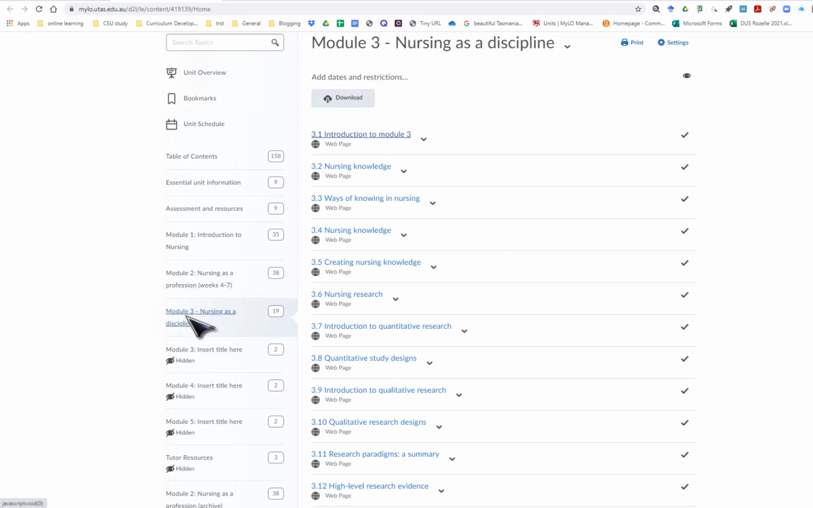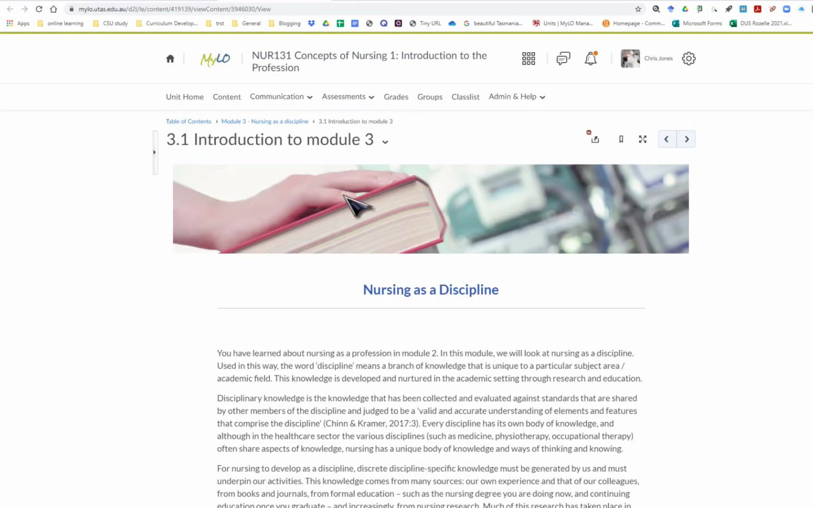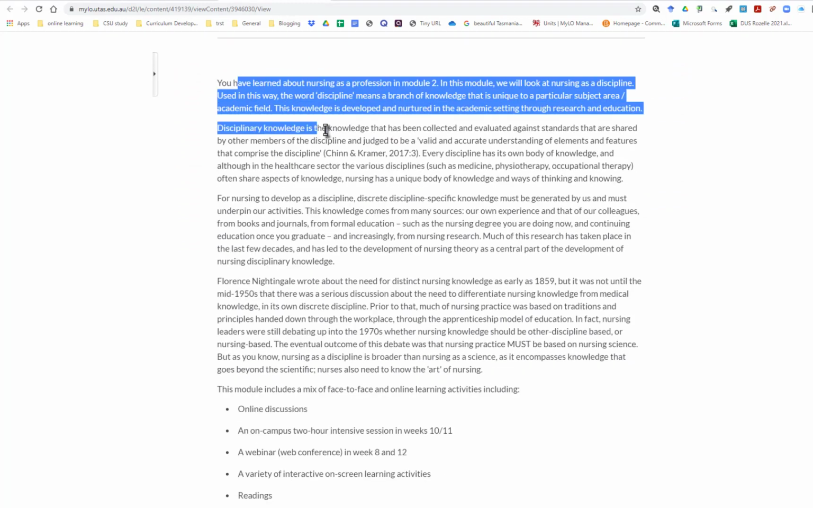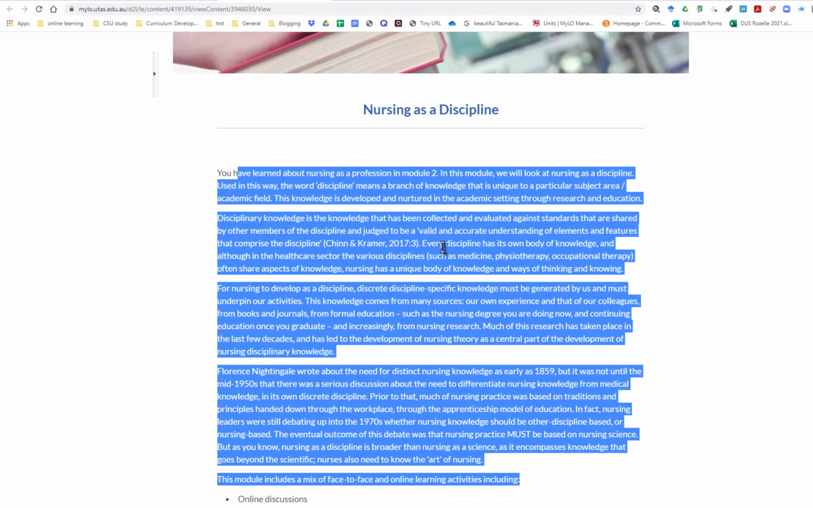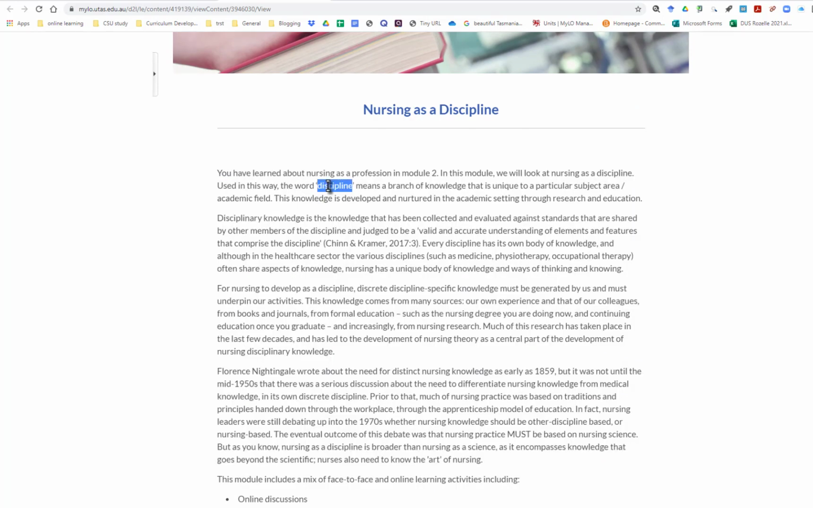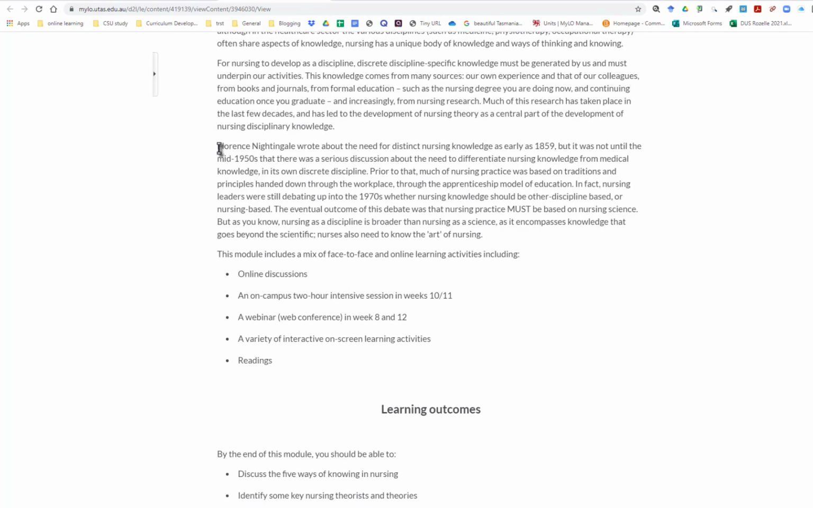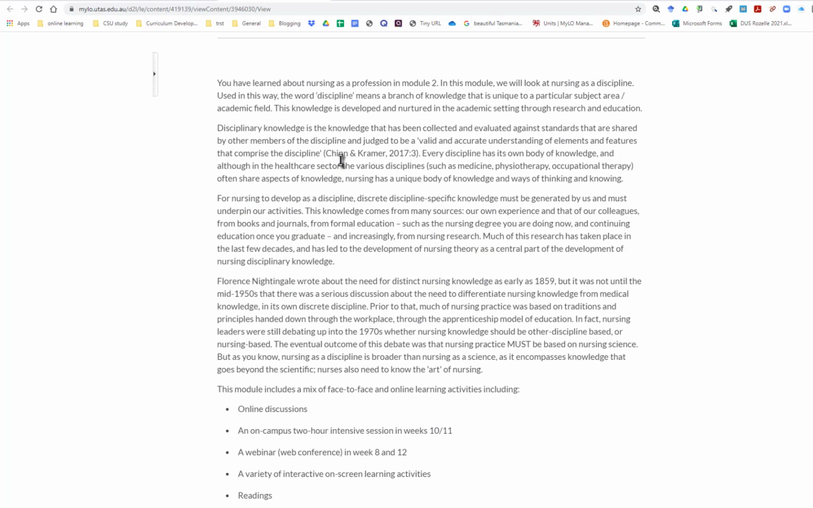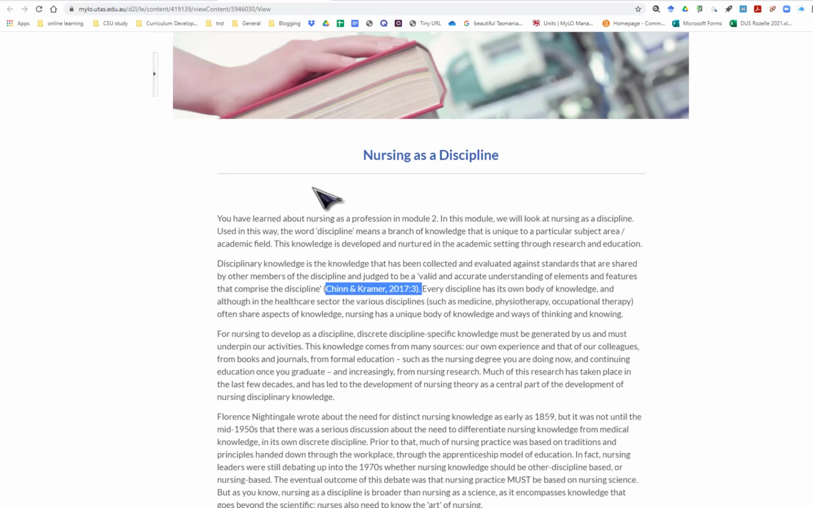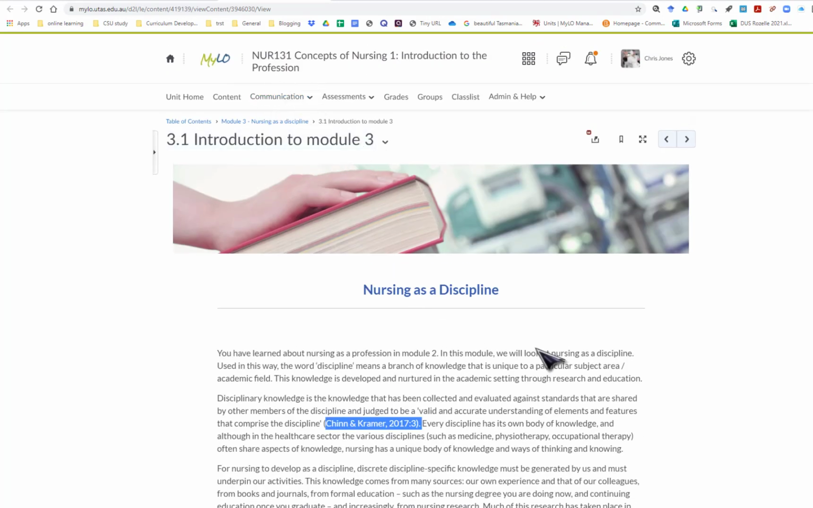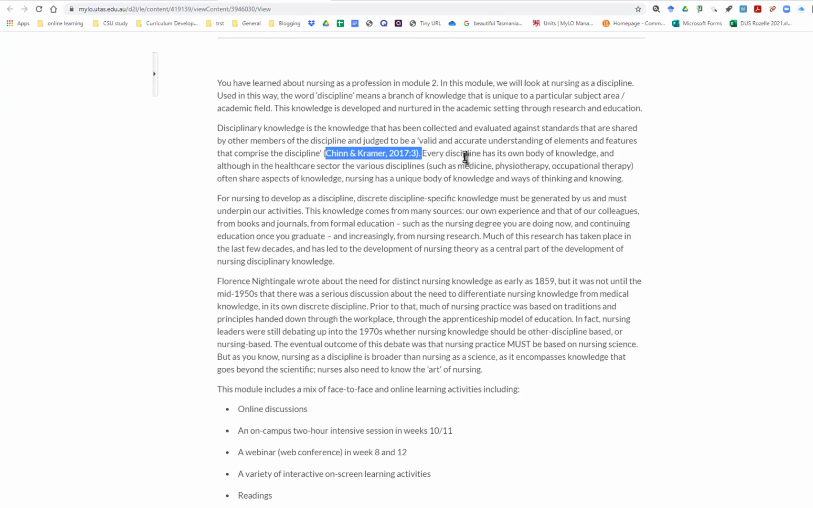For example, if I click on module 3 and I click on the first one, it looks like this, right? This is the introduction to module 3, and you've got this lovely big introduction to what exactly is nursing as a discipline. What do we mean by the word discipline? And there's a nice quote from Florence Nightingale here. We've got some references from Chinn and Kramer, right? So feel free to, all the information you need for your essay should be included in these modules, right? If you just go back and reread it and highlight what you need, you should be able to find everything you need to write your essay here.